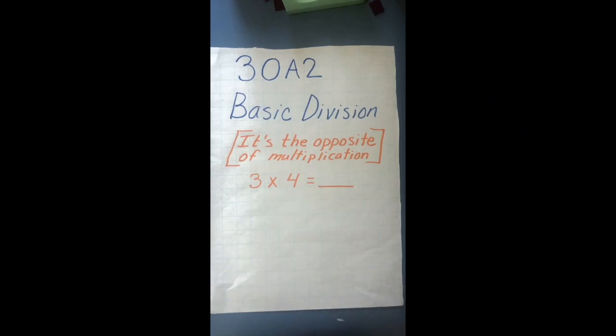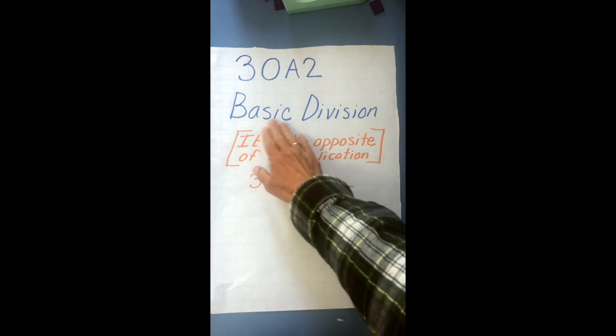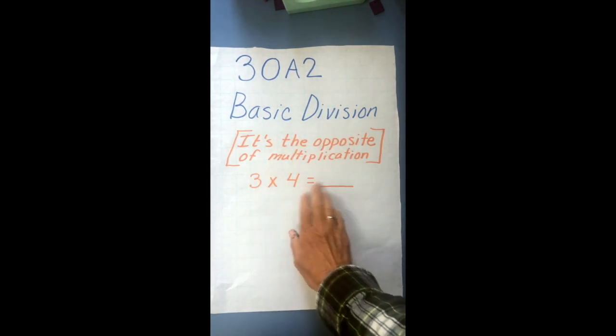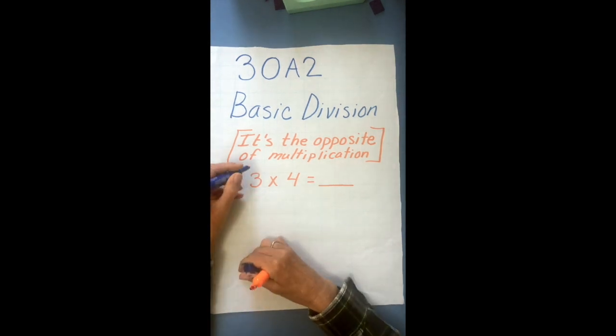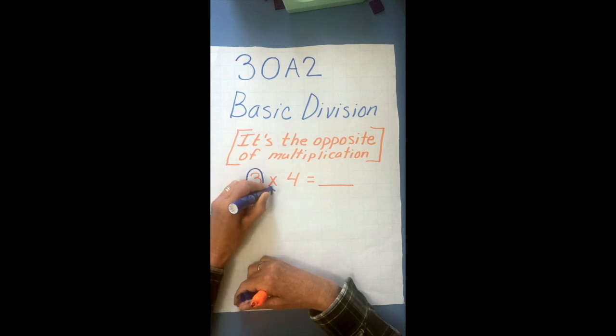Right. This is a video on basic division. And just so you know, division is just the opposite of multiplication. For example, if I take this problem here, this is 3 times 4. If I was going to use my skip counting songs, I would know this is 3 groups of 4.